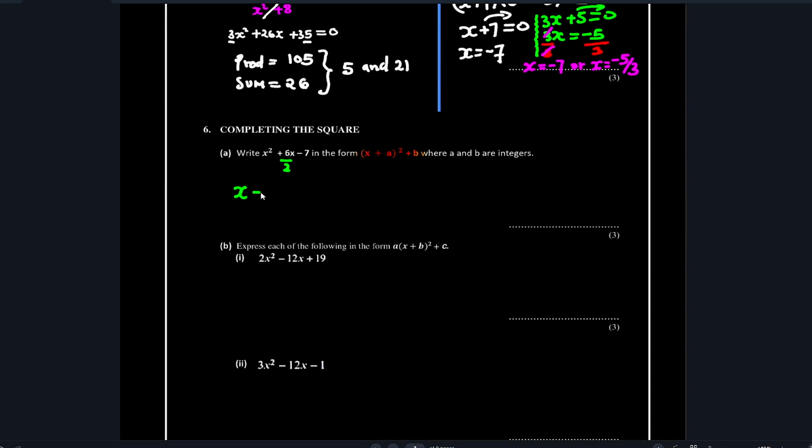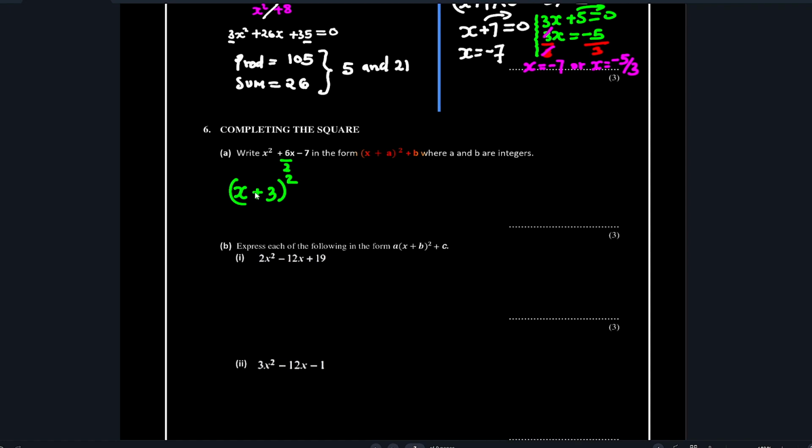Then on the original expression that was given, 6x. Now you are going to divide that 6 by 2. That's going to be 3, and then enclose the bracket, write squared. Now, if you expand x plus 3 squared, you are going to get an extra 9.